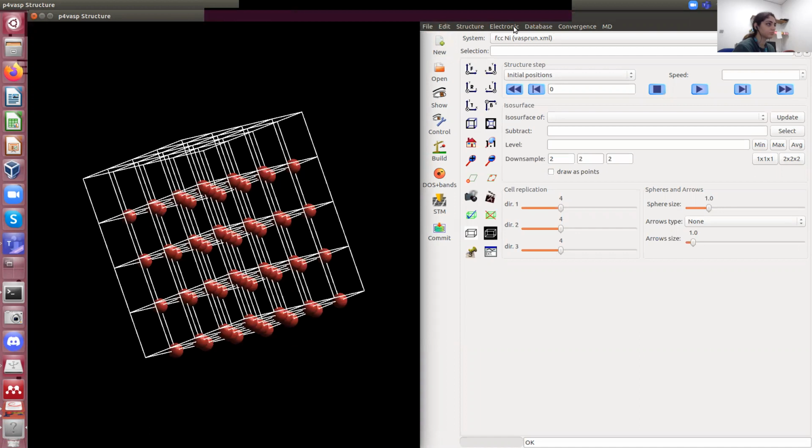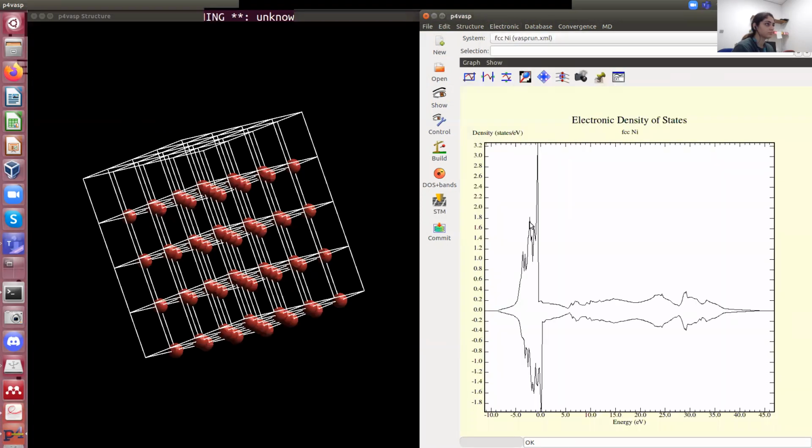Then you go to electronic. Okay, and you go to DOS plus band. So here you see the DOS, the density of states. You see symmetry because this is for spin component 1 and this is for spin component 2, because nickel is magnetic, so you're importing the magnetism. And then this is the density of states. Usually this is already kind of centered to the Fermi energy. So the Fermi energy is here at 0. Okay. Again, this is the density of states, it's not the occupation of the states. So like you have states here because the electron can be up to here. But of course they are not occupied, like the occupied electrons just stop at the Fermi energy, okay?